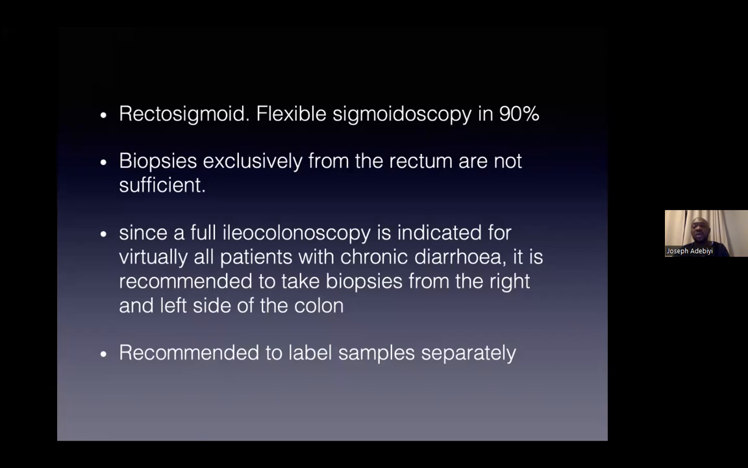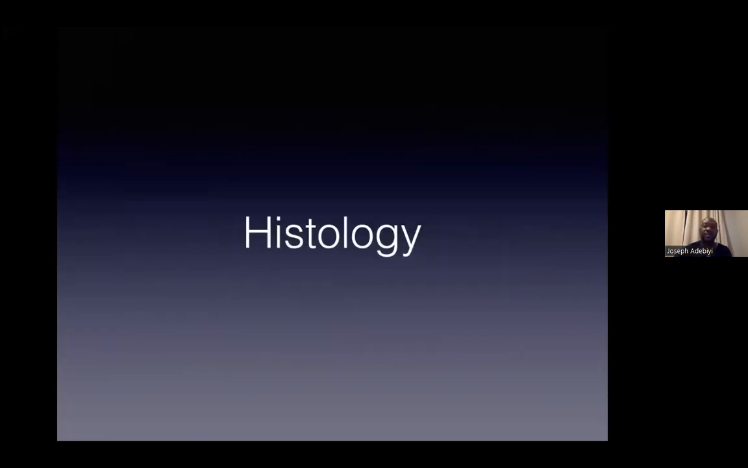Although people have said that this may not be necessary because of the expense involved, as certain laboratories will charge per sample that is taken, the general consensus among pathologists is essentially to take samples separately from both sides of the colon and label them separately.